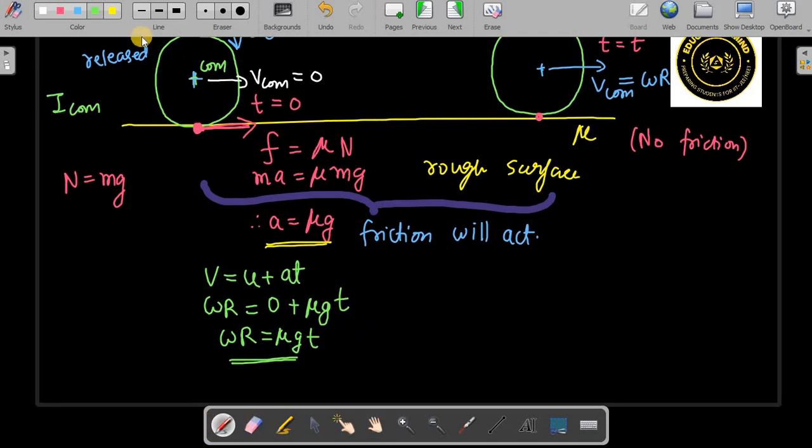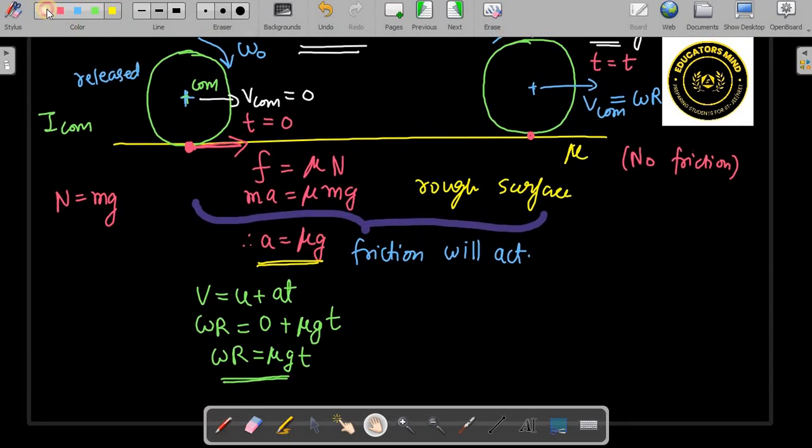But how do you calculate omega? For that you have to study the rotational motion of this body. About the center of mass, the torque that is acting is because of friction. Friction is going to create a torque like this. What about the others? Normal will pass through the center of mass, mg will also pass, so they will not create any torque.